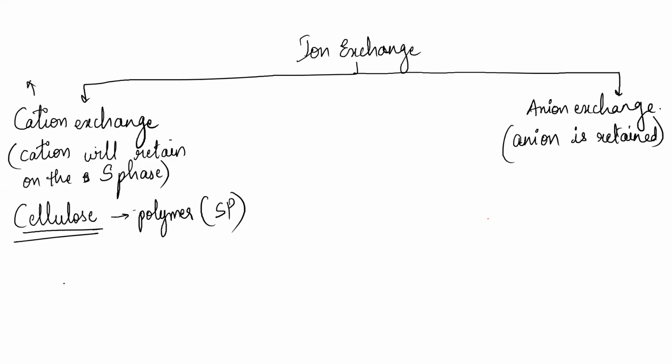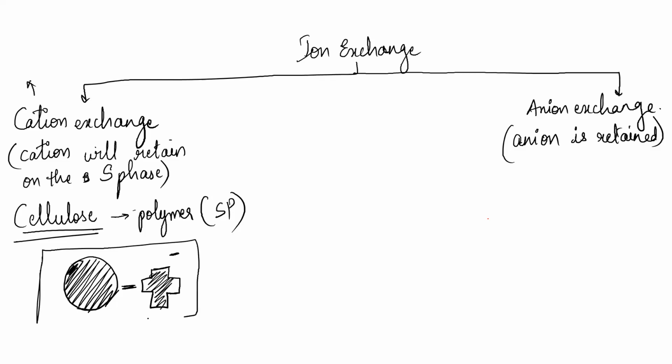Now what is going to happen here is, suppose I'm going to draw this. This is your matrix, or this is the support, the stationary phase. This is cellulose. Now this cellulose is attached to a positive, sorry, to a negative. So this actually is one unit. This is your stationary phase.